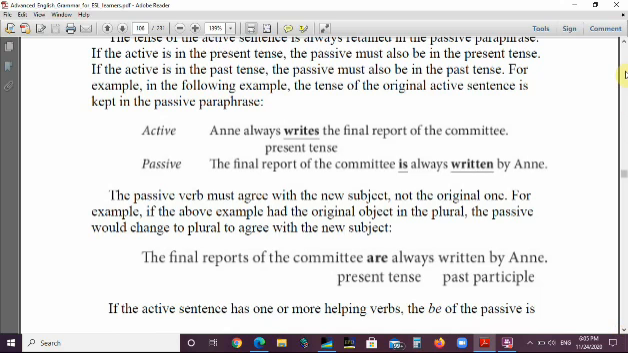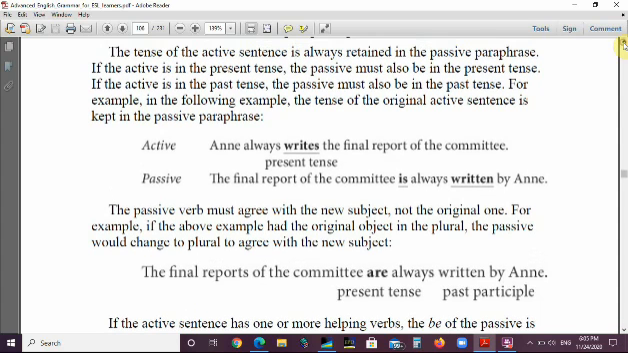The tense of the active sentence is always retained in the passive paraphrase. If the active is in the present tense, the passive must also be in the present tense. If the active is past, the passive must be in the past, and so on. In the following example, the tense of the original active sentence is kept in the passive paraphrase.